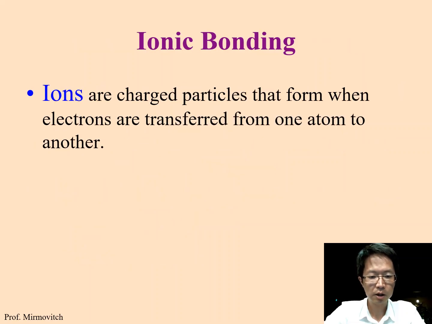So ions are charged particles, charged atoms. When an atom loses an electron, or when an atom gains an electron, it becomes an ion. So you can have a positive ion or a negative ion. And electrons are transferred from one to another. This is my wedding or marriage analogy. Remember transferring the diamond ring.